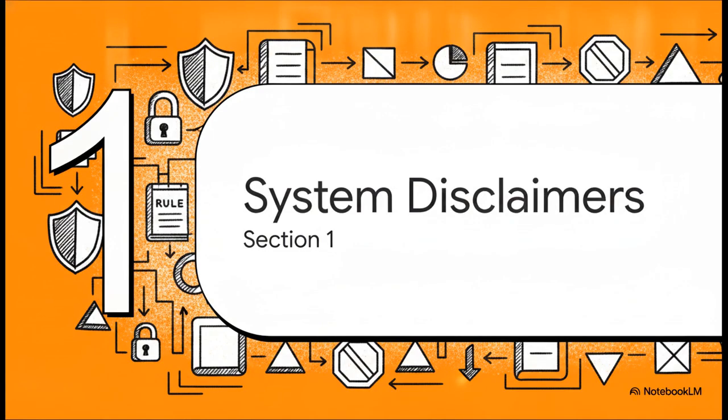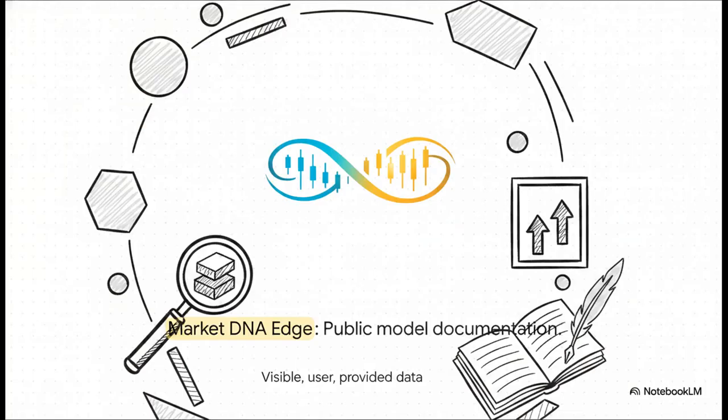All right, let's start with Section 1, System Disclaimers. It's absolutely crucial to understand upfront that this presentation relies exclusively on visible, user-provided data for the market DNA geometric system. We're doing no analysis, no inference, and definitely no reconstruction of the model. We're just reading what's fixed on the chart.